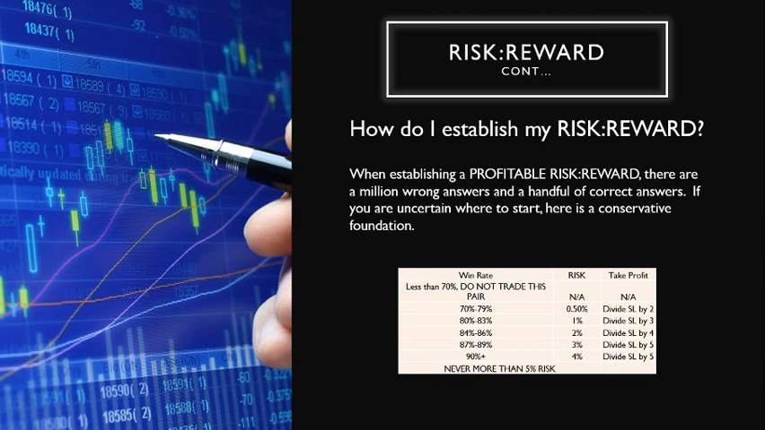So if you are uncertain where to start, here's the conservative foundation. Take a picture of it, write it down. There's a lot to write down there. But let's start with the first column on the left. That says win rate. So I've back tested now, and I can see that I have a 70% or greater win rate. Now you'll notice that the second line from top on the left says less than 70% do not trade this pair or setup or whatever. And the reason why I have that there is because when you first start, try to find something that's going to be at least 70.